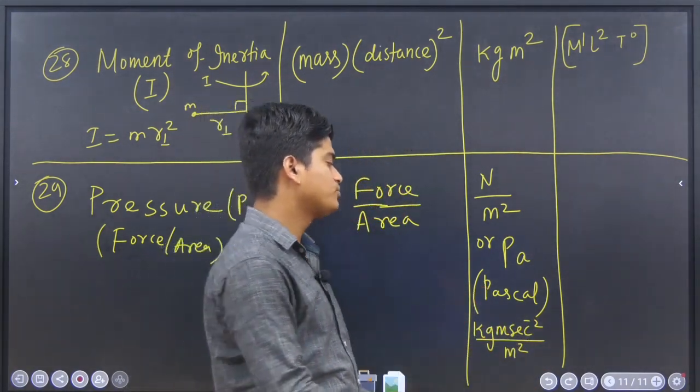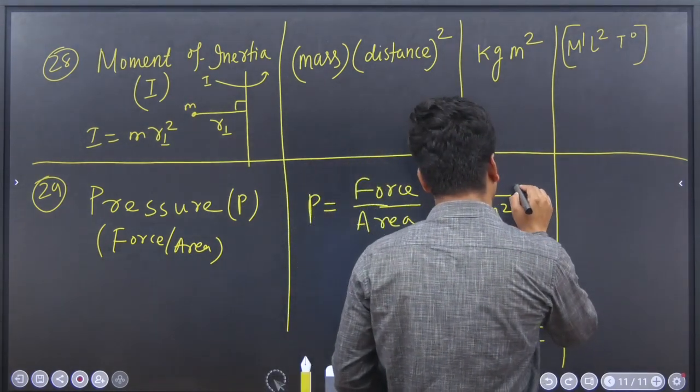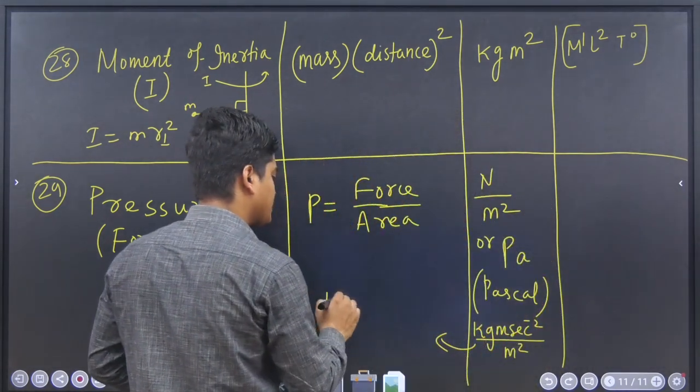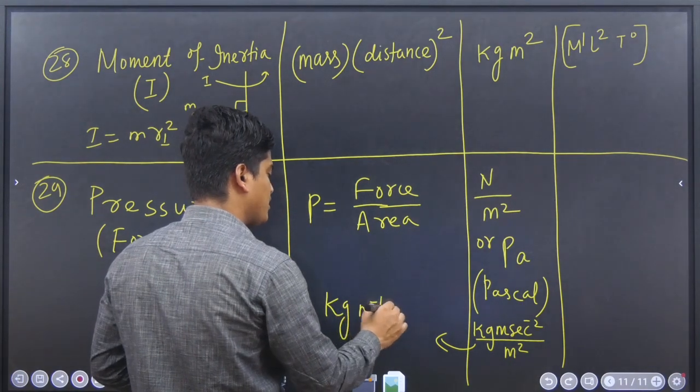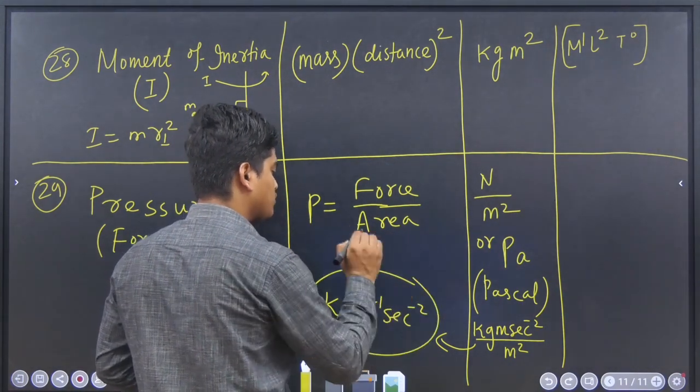Definitely this will come up, so it will become how much? This one can also be written as what? Kg meter to the power minus 1 second to the power minus 2. This one also you can write.